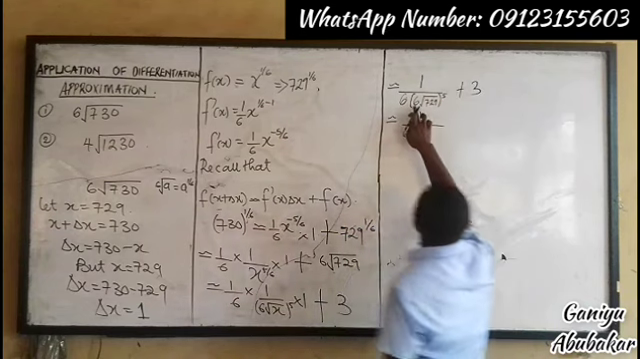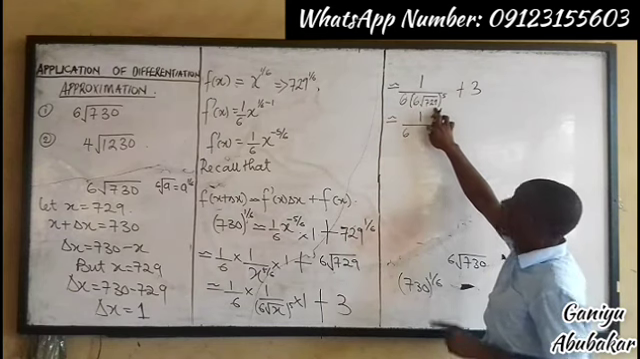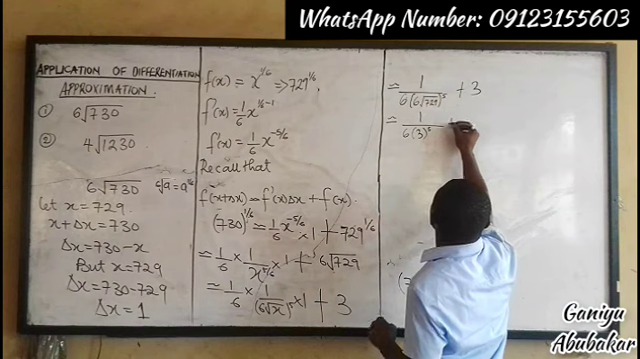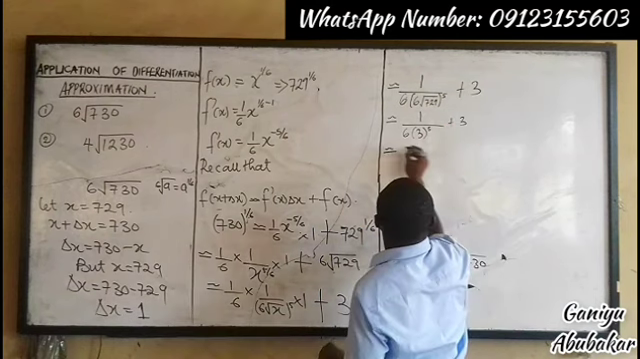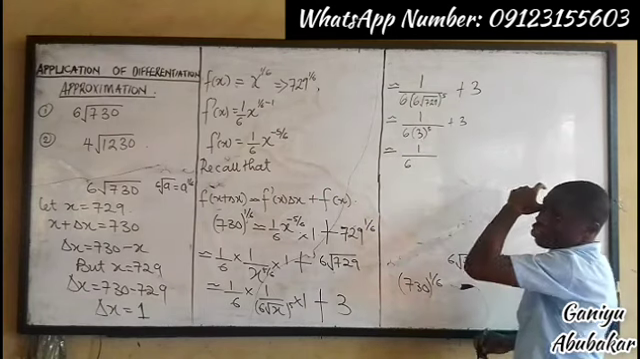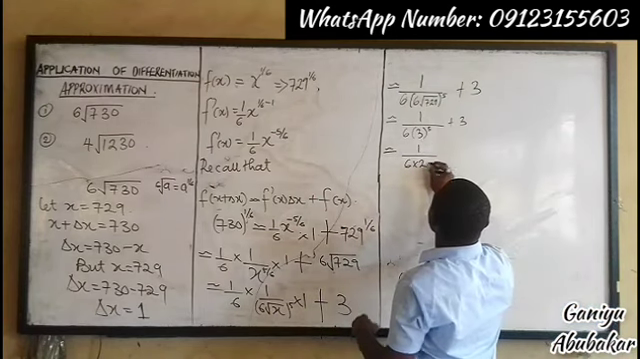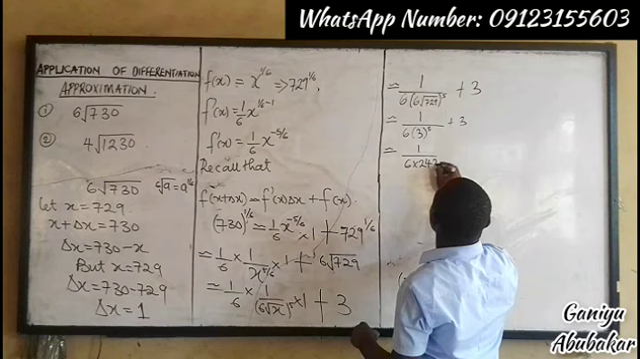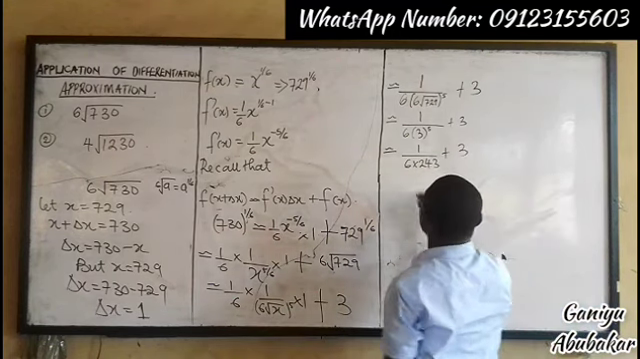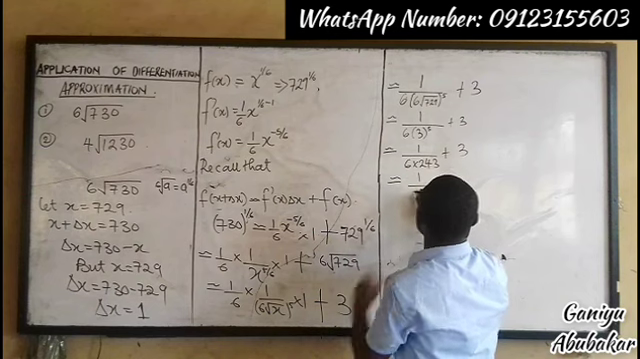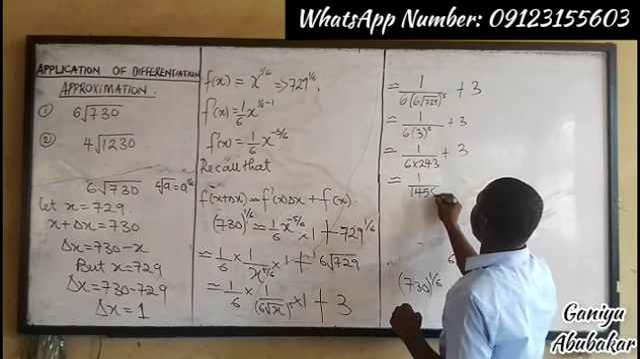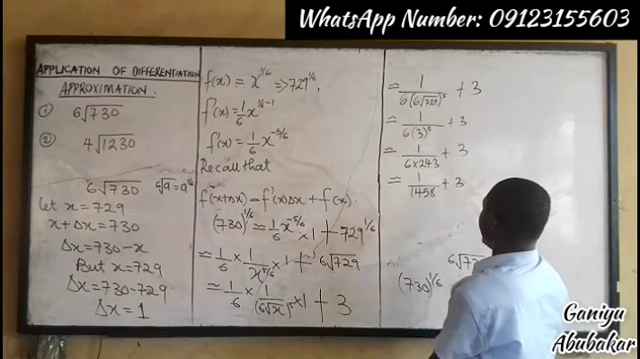My value here becomes 1 over 6. What is the 6th root of 729? That's 3, up to the power 5, plus 3. Give me the value please. 1 over 6 times 3 to the power 5, which is 243, plus 3. Multiply the denominator for me please. 1 over 6 times 243 is 1 over 1458, plus 3.